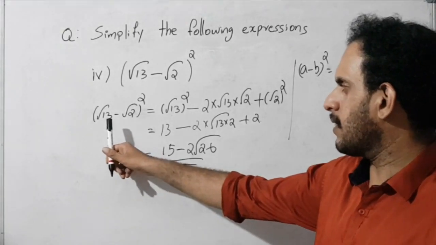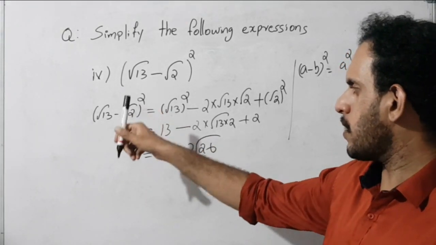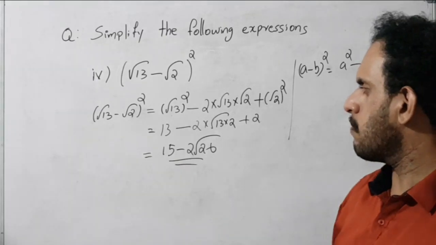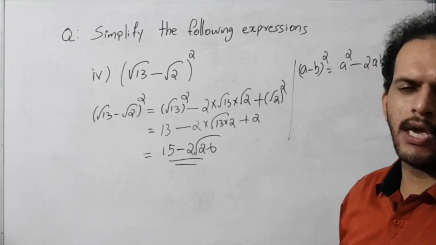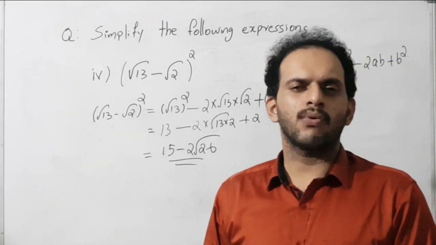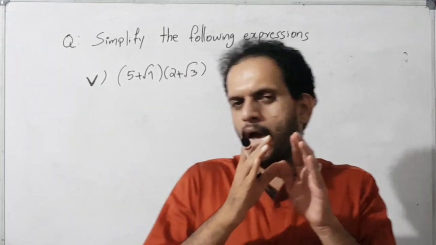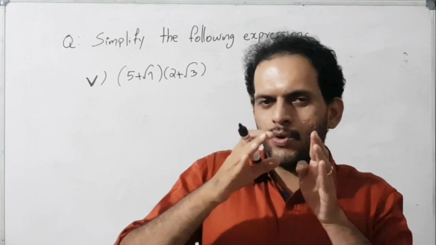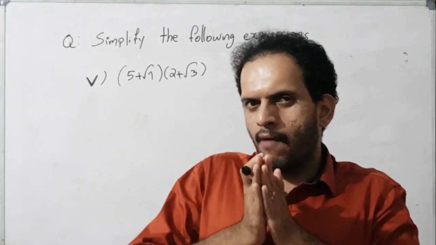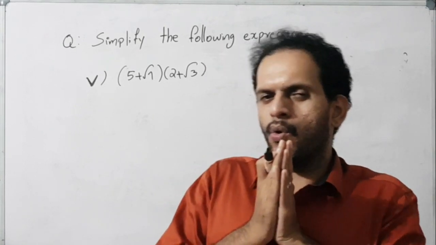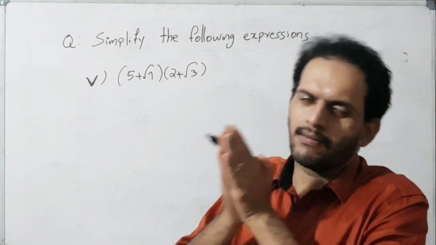Okay. So root 13 minus root 2 whole square is equal to, what is the answer? 15 minus 2 into root 26. That means 15 minus 2 root 26. We use the identity and we use the new idea. We do so many types of questions. I think you got everything. Correct? So we go to the next question.